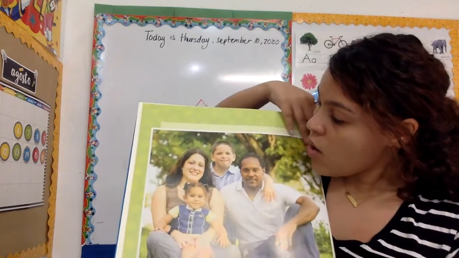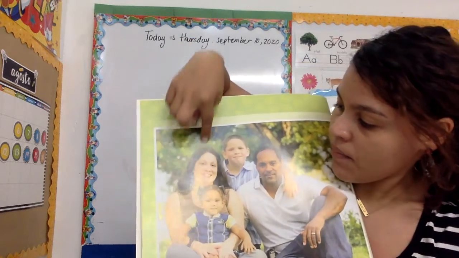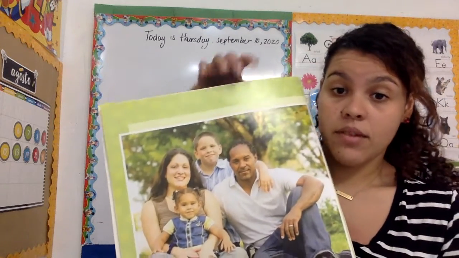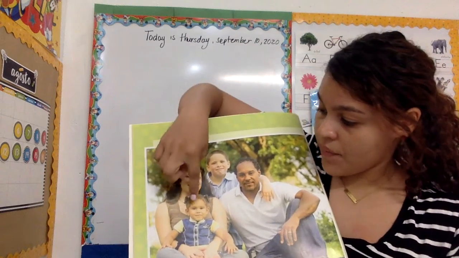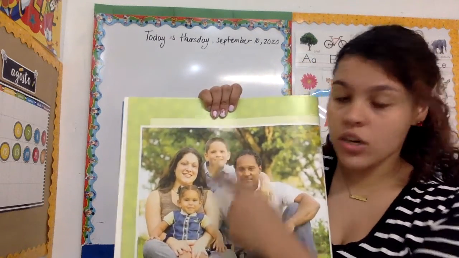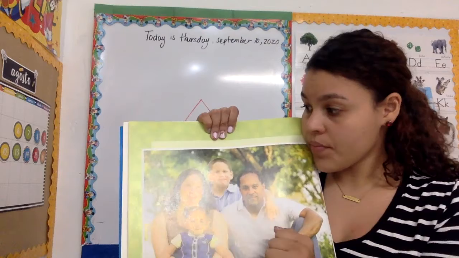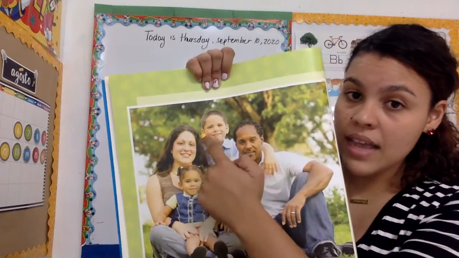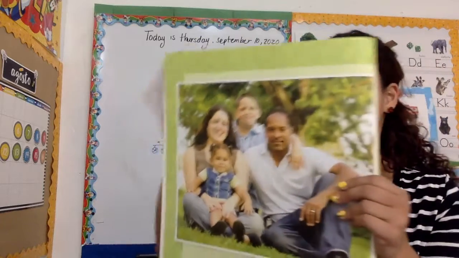In here, in this picture, we have a family of four. This is mommy, the mommy, mom, mama. We have daddy, papi. We have the girl. She is his sister. Ella es la hermana del niño. She is the boy's sister. And we have the boy, he is her brother. Él es el hermano. Brother, sister, brother, sister. Okay? And this is a family.